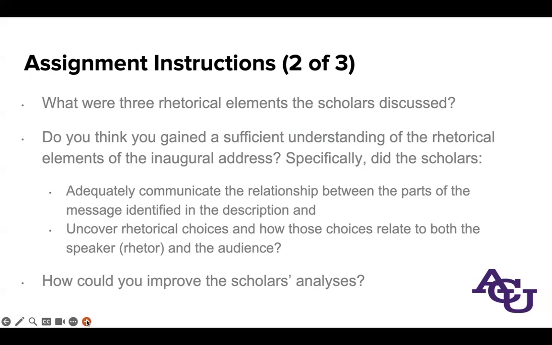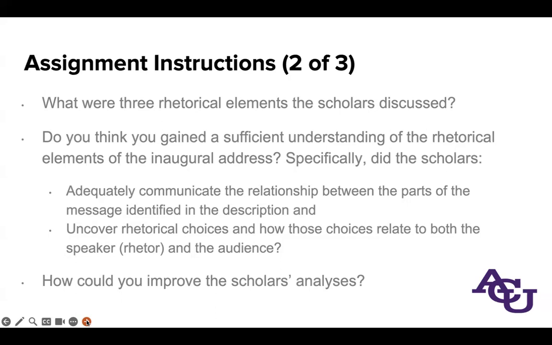Now, if you go back to Stoner, do your homework, read through Stoner, he goes through several rhetorical elements. You're only asked or told to use three. So based on what you see, based on your evaluation, based on description, analysis, all of those things, you're going to have to come up with three rhetorical elements.